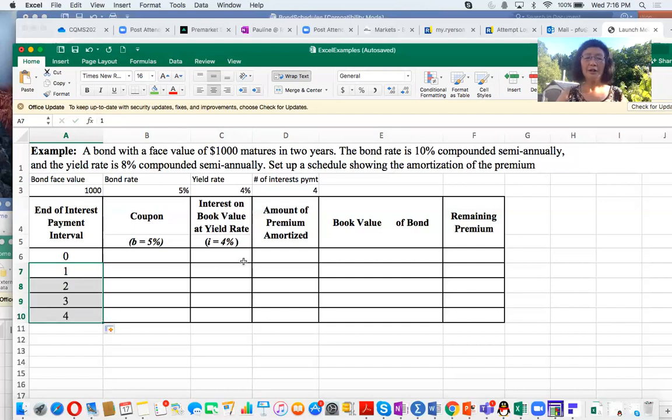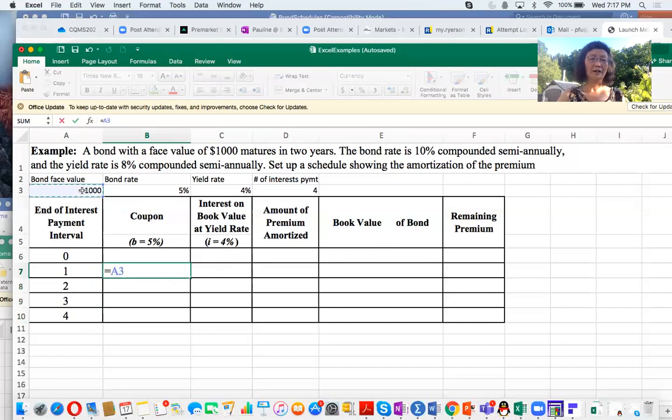And then first of all, we need to calculate how much interest is in each payment. So I'm going to put it here, okay? It is just the face value times bond rate. Because later on, I will use the fill handle to copy down the formula, so I need to use absolute cell reference.